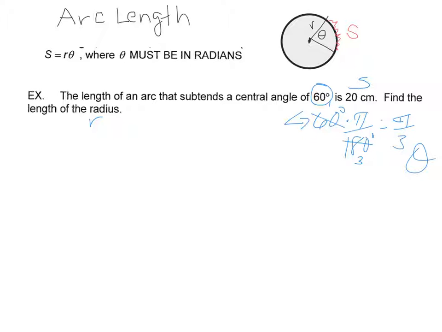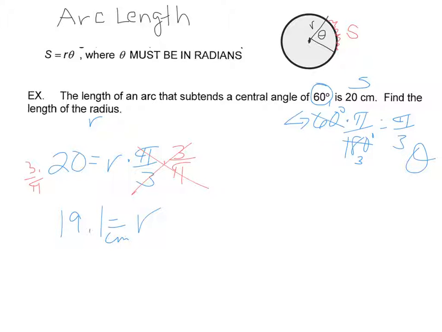Filling in what I have into S equals R theta, I would write 20 equals R times pi over 3. And then to get rid of a fraction in an equation really quickly, just flip it over and multiply. And then put that in your calculator. 3 times 20 divided by pi, and you get 19.1. And it's centimeters is the radius.